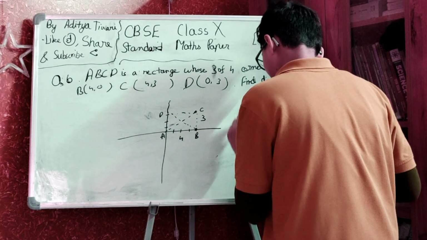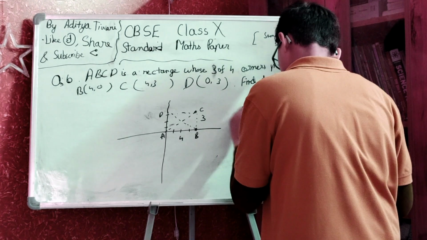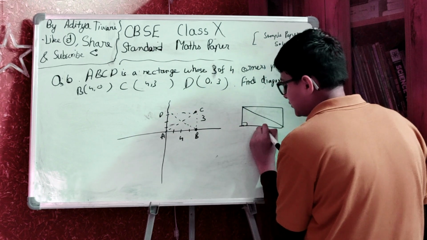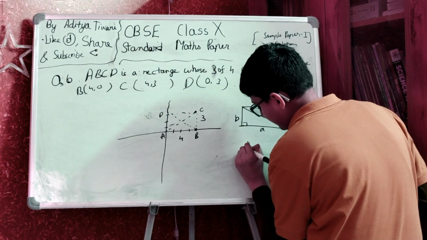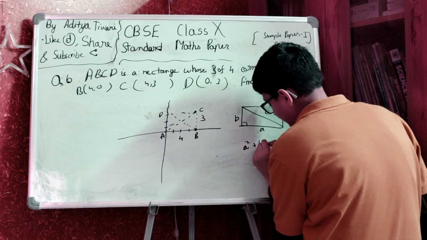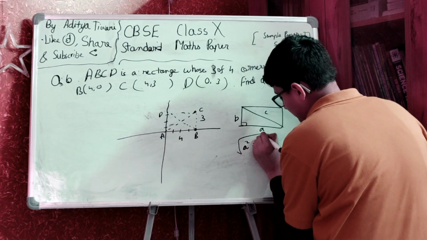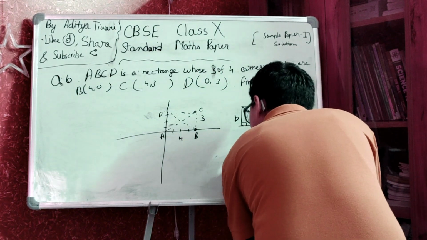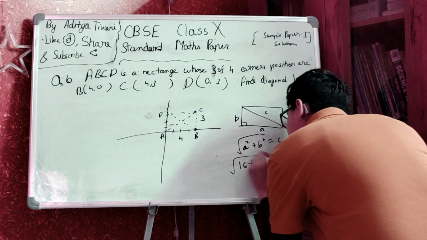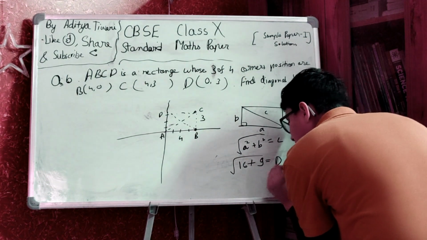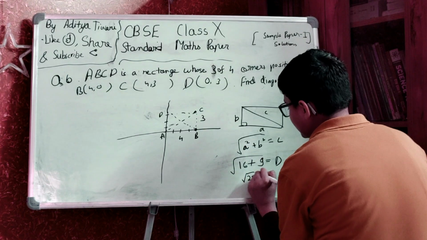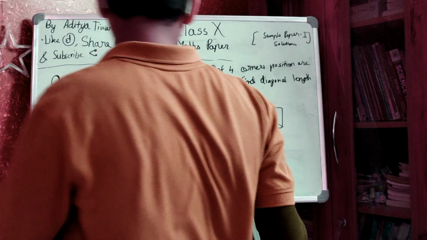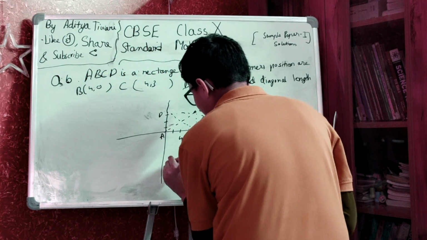this is the diagonal. In a rectangle, this is 90 degrees. So it is the Pythagoras theorem. Square root of a square plus b square is equal to c. So you get 4 square plus 3 square, 16 plus 9, under root is equal to the diagonal. So root 25 equals 5 is equal to the diagonal. So 5 is the answer, and it's option A. So 5 is the correct answer.